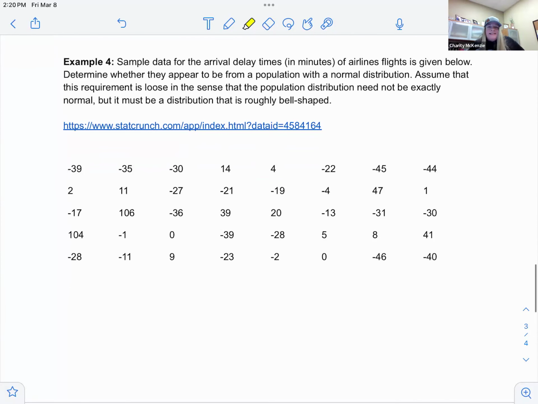So let's go ahead and look at an example. The data is in front of you, but I have a link here to the data just in case you have a printed version. So I'm going to click this data and it says sample data for the arrival delay times in minutes of airline flights is given below. Determine whether they appear to be from a population with a normal distribution. Assume that this requirement is loose in the sense that the population distribution need not be exactly normal, but the distribution must be roughly bell-shaped.